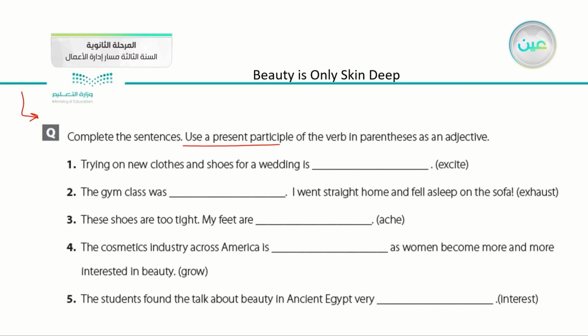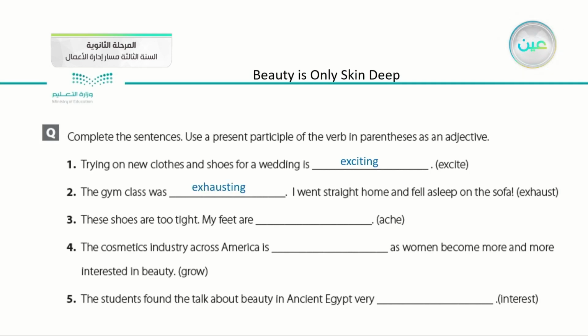Number 1, trying on new clothes and shoes for a wedding is exciting, because we talked about the present participle, and we say it describes the feeling of something. Number 2, the gym class was, I went straight home and fell asleep on the sofa, and you have to use the word exhaust. So the answer is the gym class was exhausting.